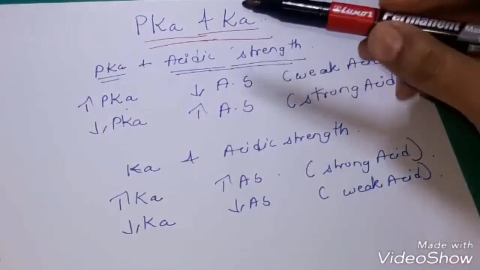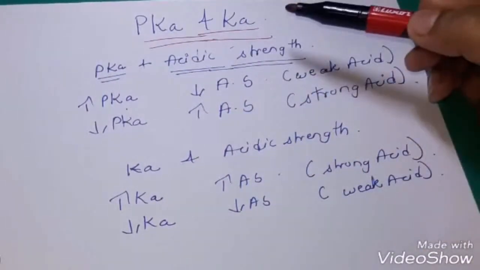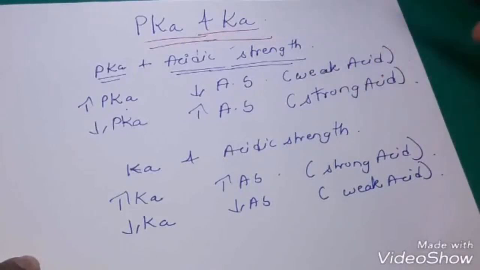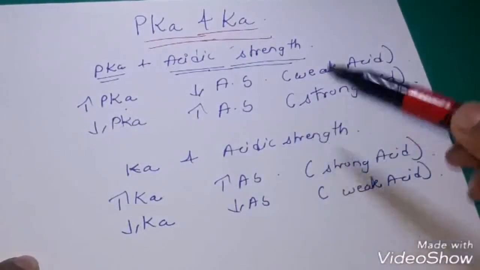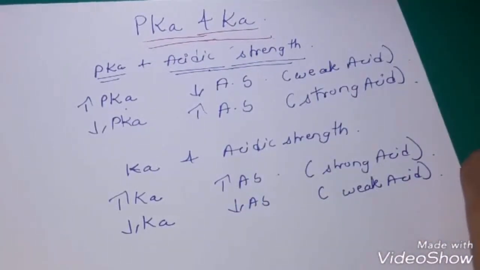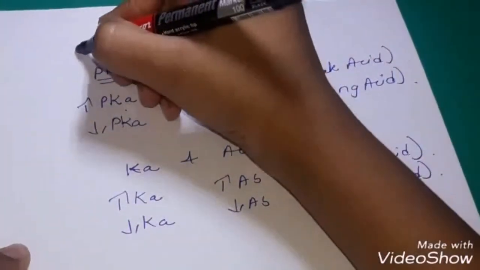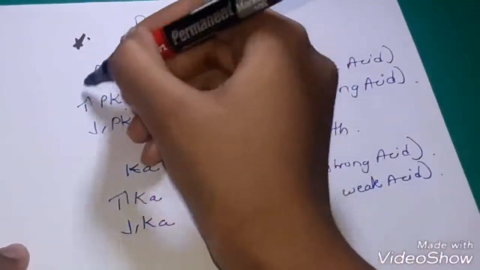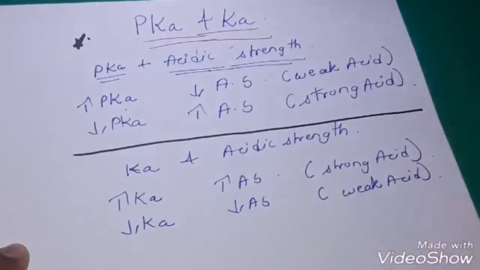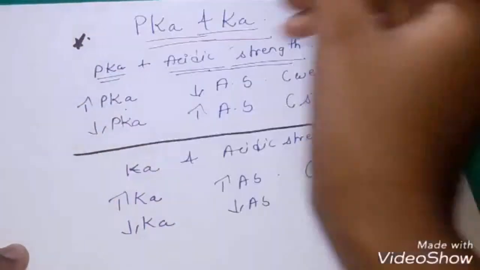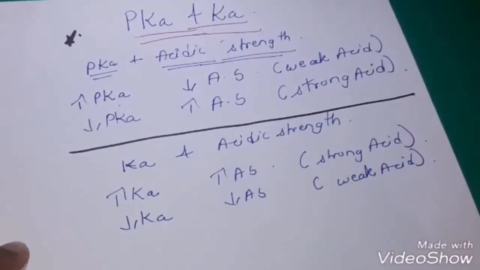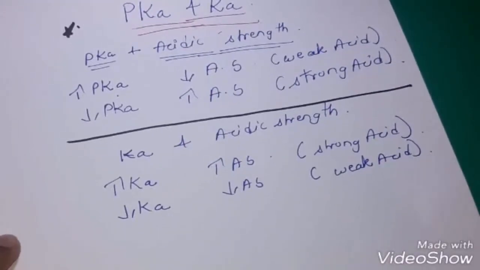pKa and acidic strength are inversely proportional to each other, and Ka and acidic strength are directly proportional to each other. Okay, so this one is important, so you should remember this. I will see some examples related to this concept.